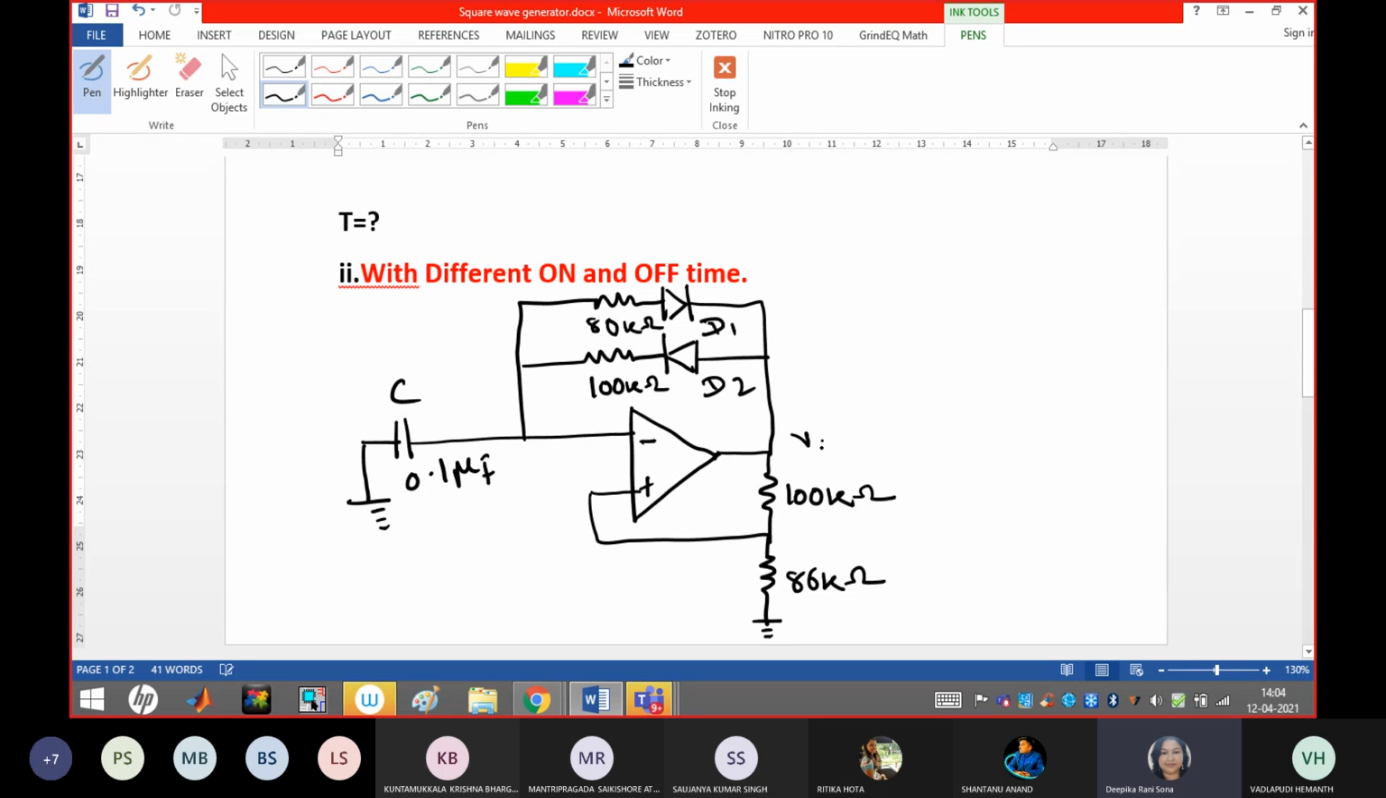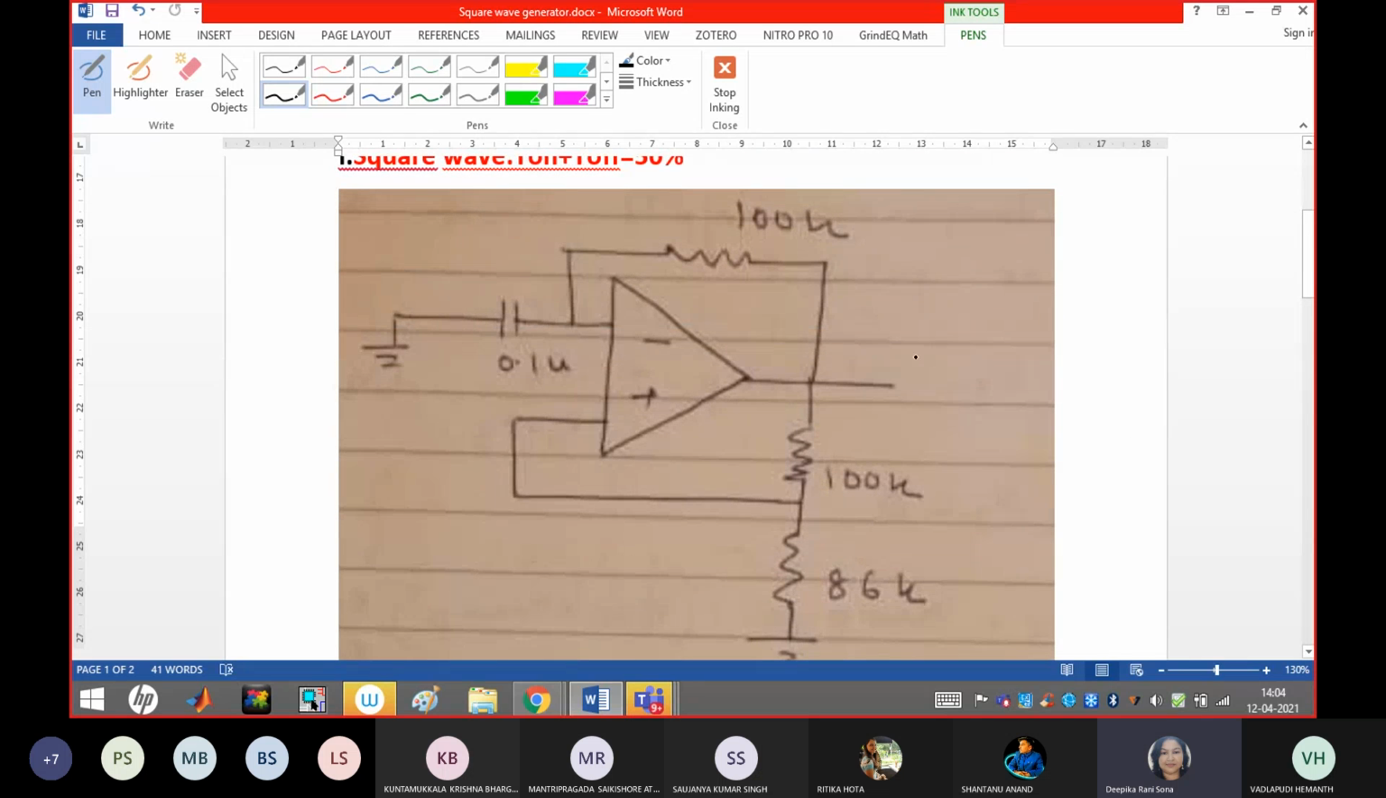You better implement the circuit. Rectangular wave means different on time, different off time, but which one is more, on time or off time, that is the calculation you have to do. In the previous case, the square wave means both the on time and off time will be similar. But what is the time period equation? You have to check your theory. What is the time period equation for your astable multivibrator, and proceed with that.